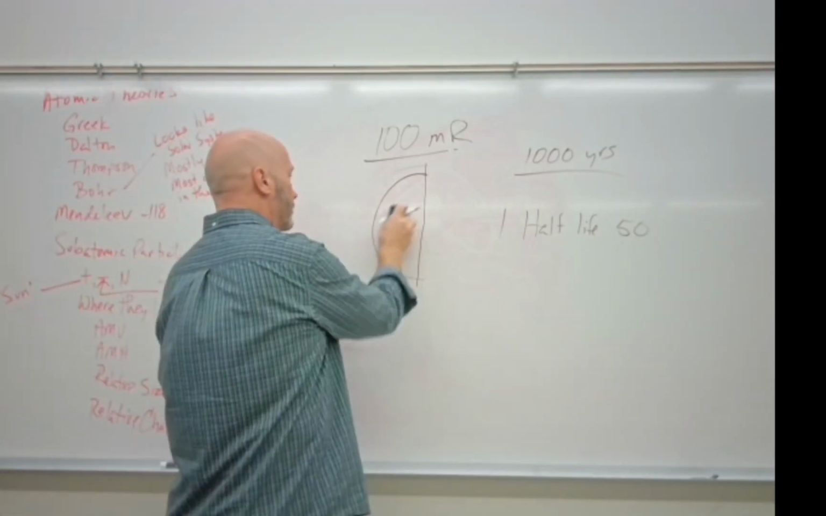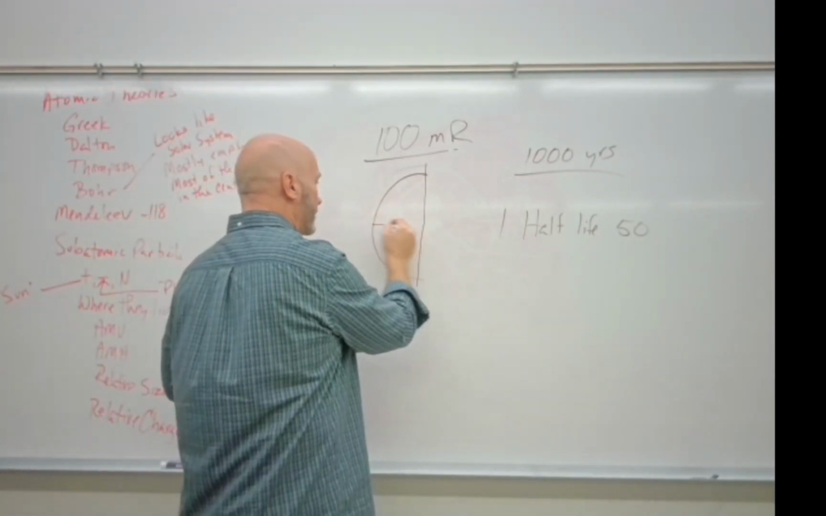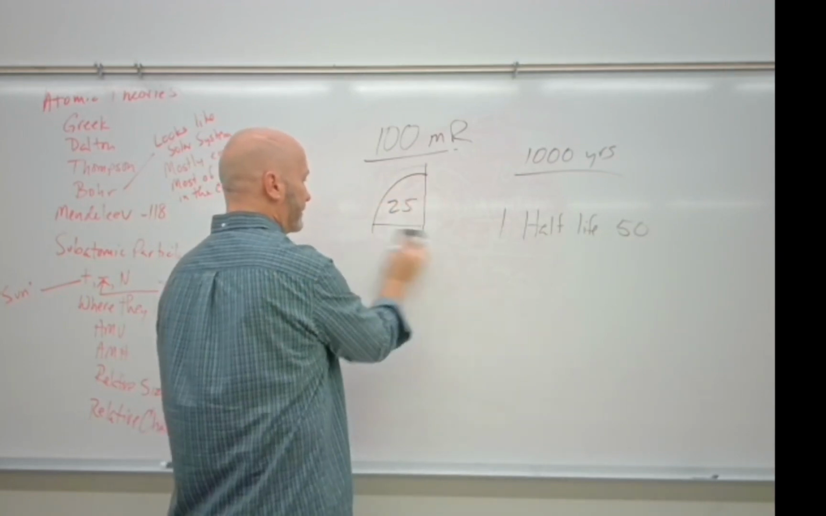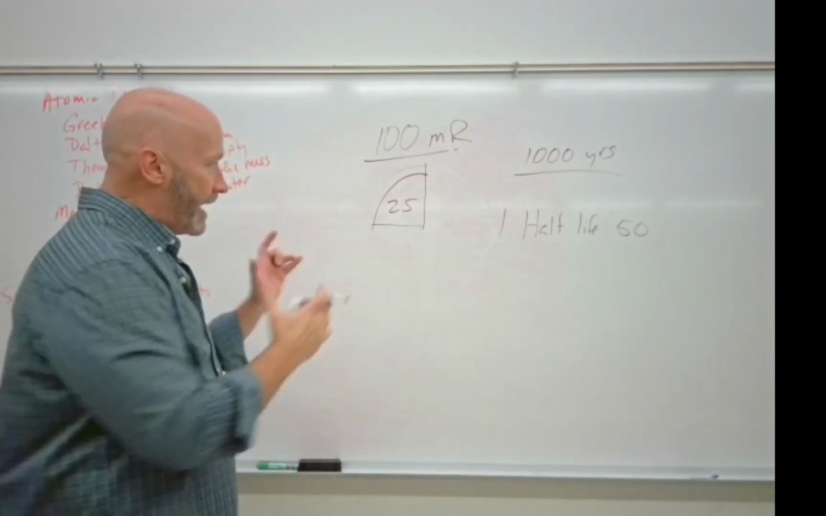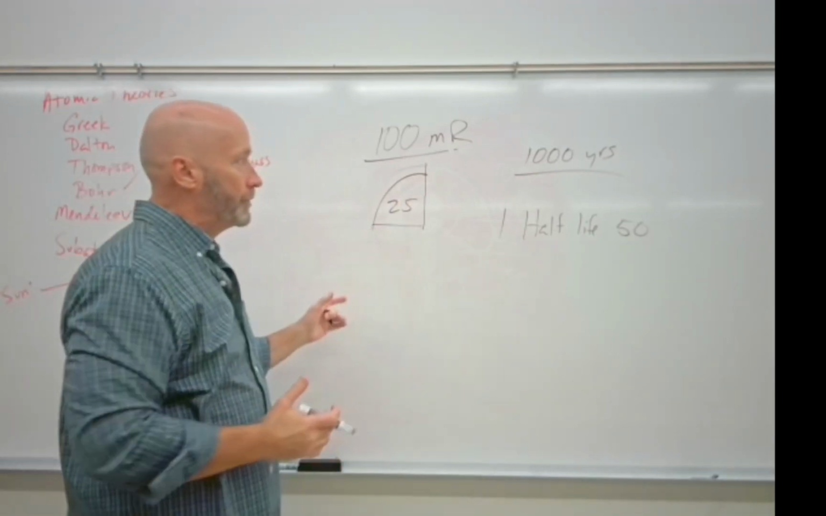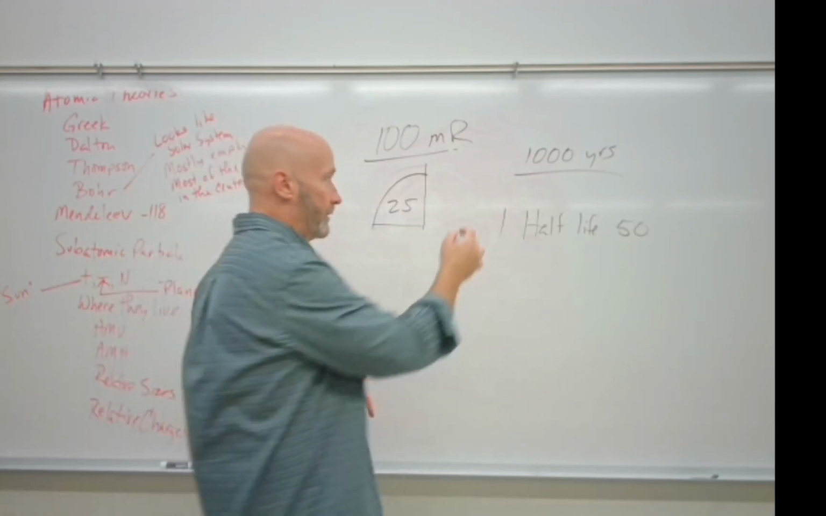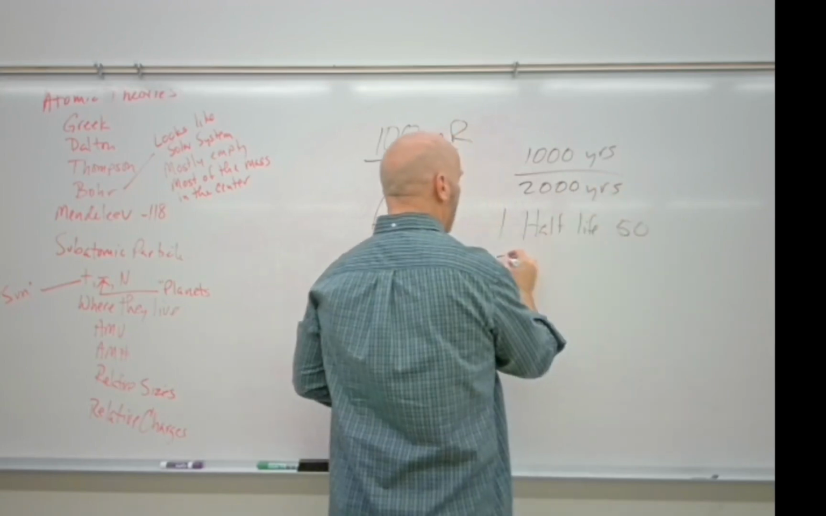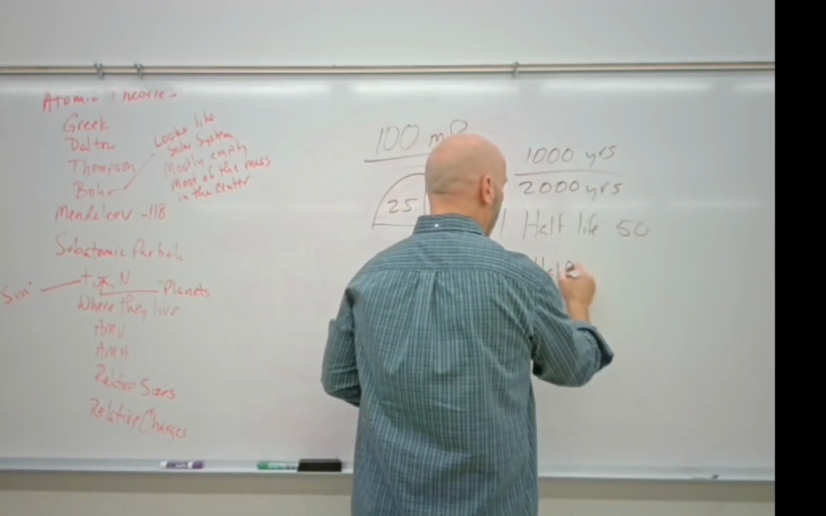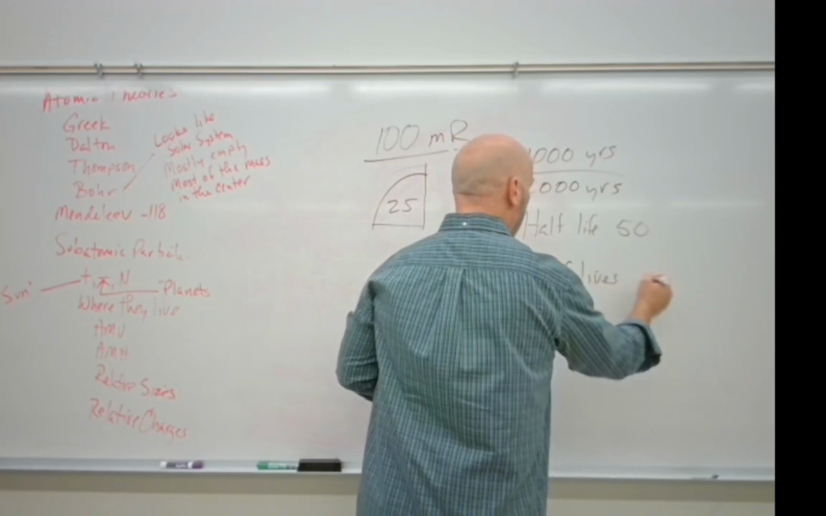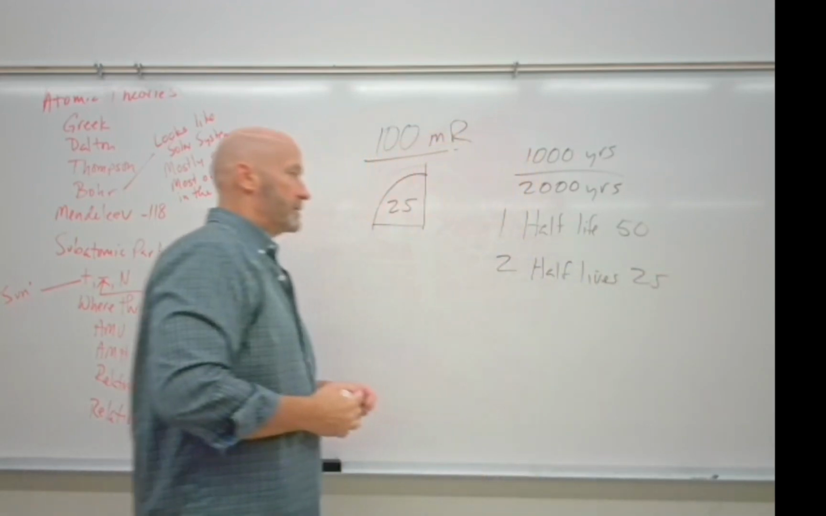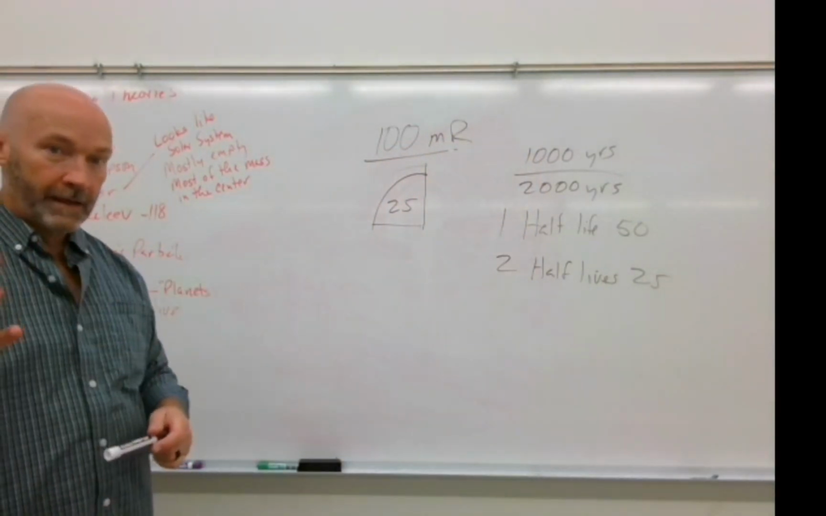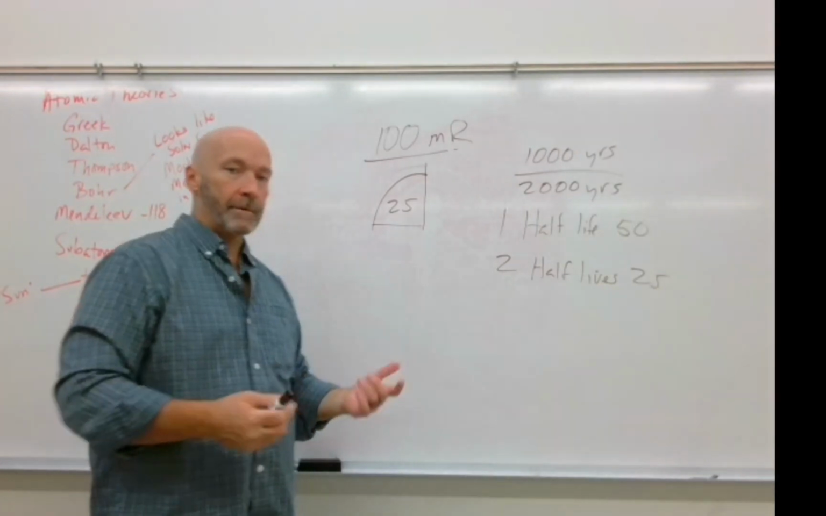All right, so what you've got now is you're going to cut this one in half and cut it down to 25. So that was your new quantity. That 50 was your new quantity. And in another 1,000 years, now we're up to 2,000 years. We have two half-lives, and we're at 25. So in another 1,000 years, we'd be at 3 half-lives. How much will we have?